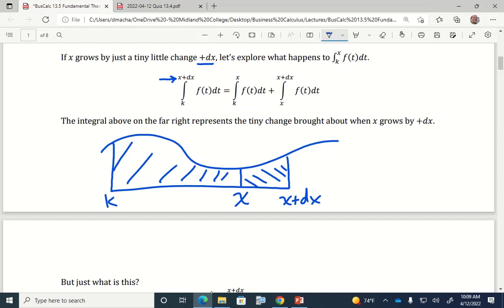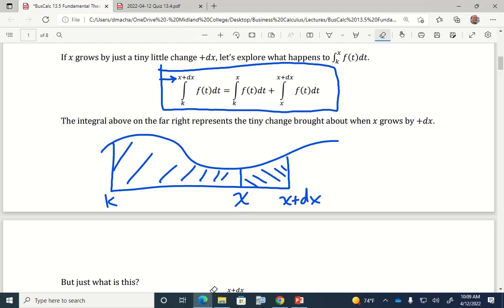And that's what I mean by this formula right here. The area under a curve between k and x plus dx is just equal to the area under the same curve between k and x plus the area under that curve between x and x plus dx. Does that make sense? Okay.